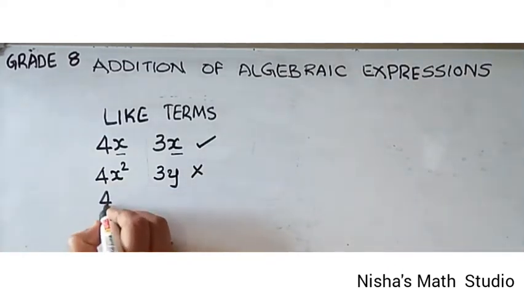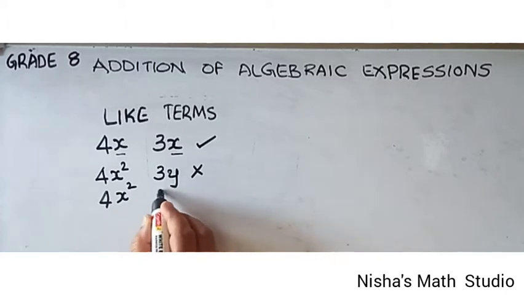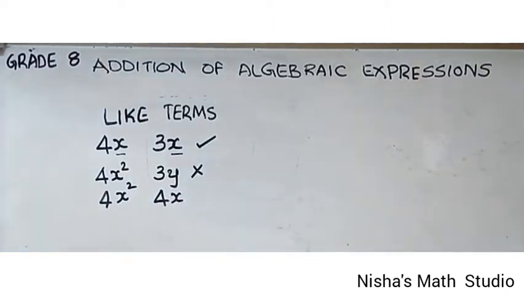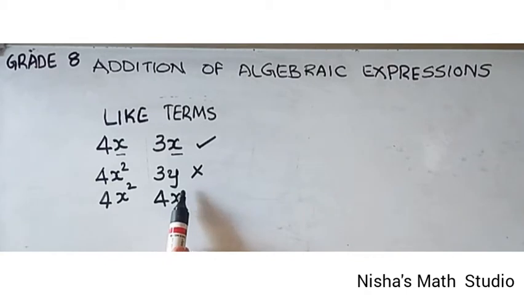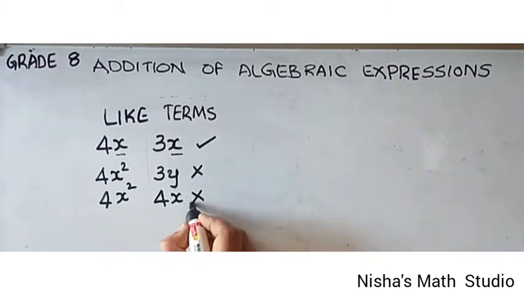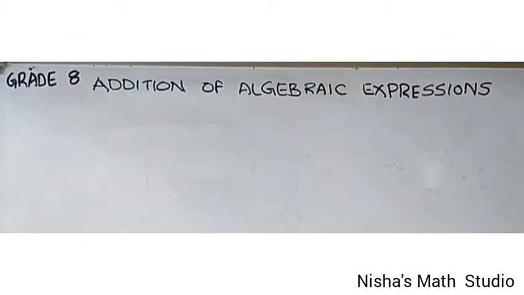But look at this example, 4x square and 4x. Here variables are same, that is x and x, but the power is different. Here the power of x is 2 and here the power of x is 1. So these are also unlike terms. Now you know what are like terms and unlike terms. Let's come to addition of algebraic expression.